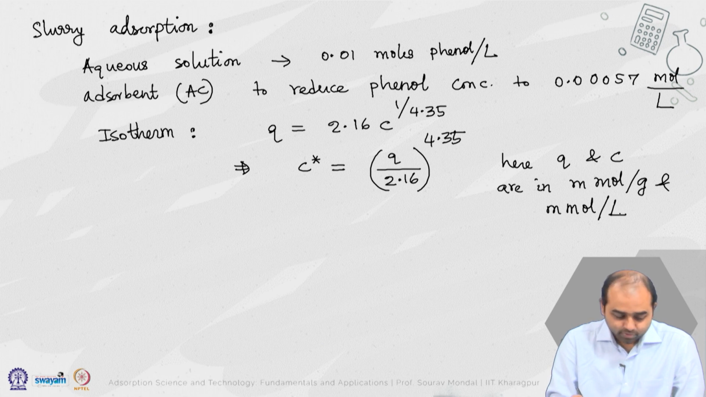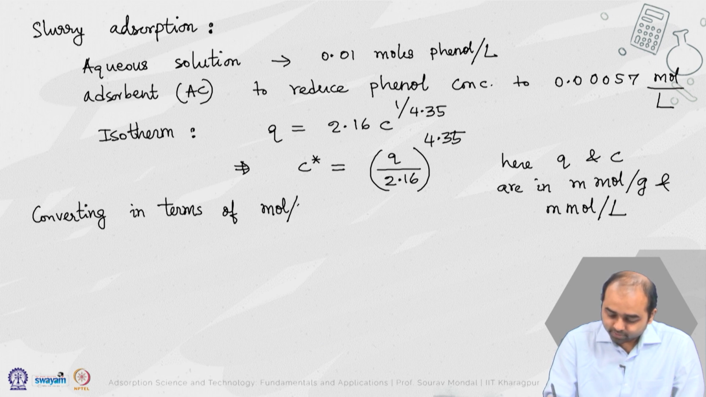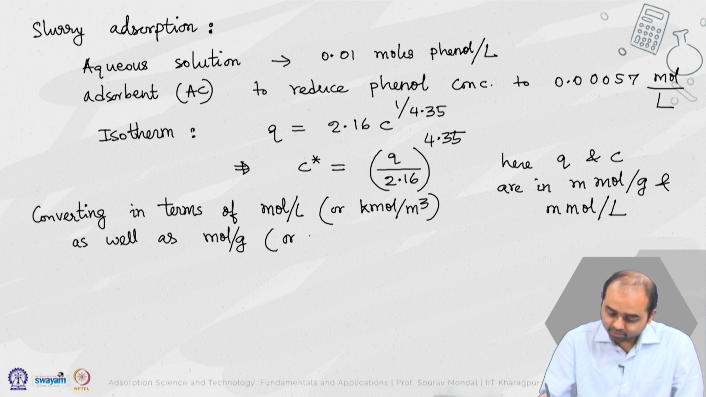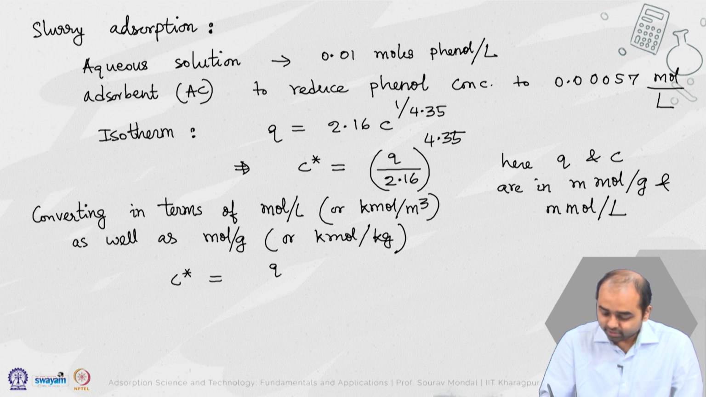Now if you convert this in terms of kilomoles per meter cube, as well as kilomoles per kg in terms of q, one will get a slightly modified equation because the coefficient would change. Of course, the functional form would remain the same.